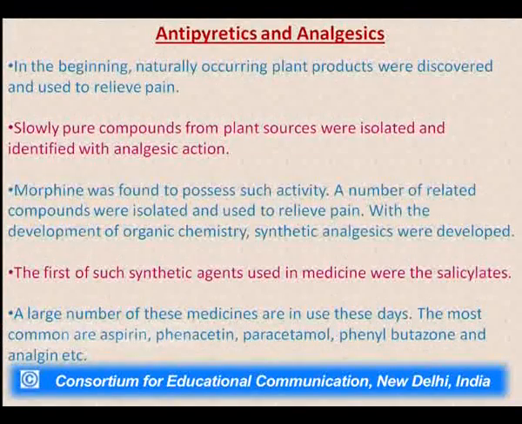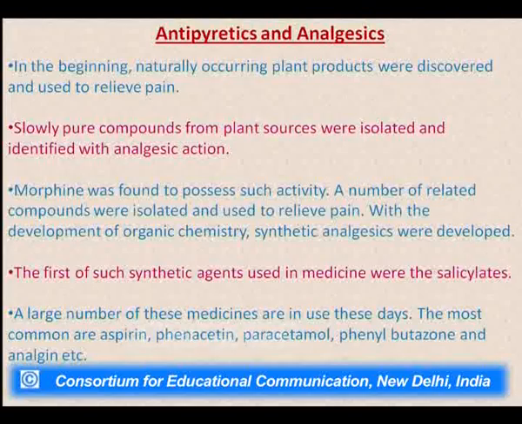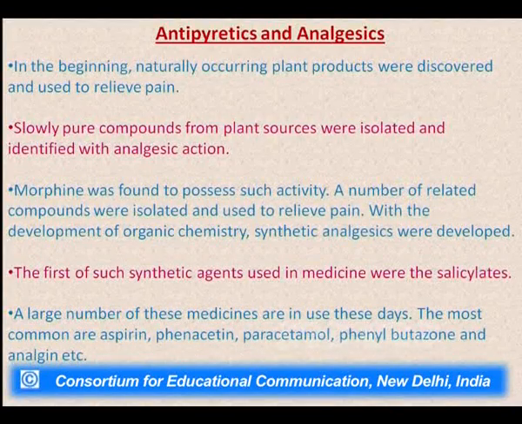With the development of organic chemistry, with the development of medicine science, synthetic analgesics which have a structure similar to morphine were developed. The first of such synthetic agents used in medicine were the salicylates. A large number of these medicines are in use these days. The most common are aspirin, Phenacetin, Paracetamol, Phenylbutazone and Analgin, etc. Now we will discuss the antipyretics and analgesics separately.